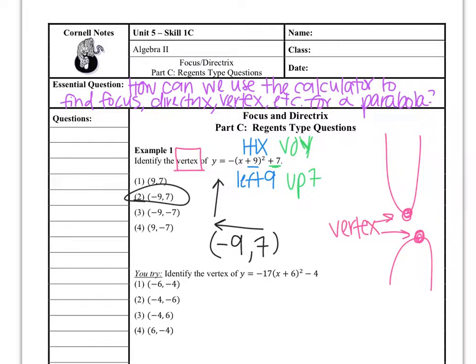Okay, so very easy. It's the opposite of what you would think on the inside and then exactly what you would think on the outside. So now you're going to try this next problem to identify the vertex of the given parabola.